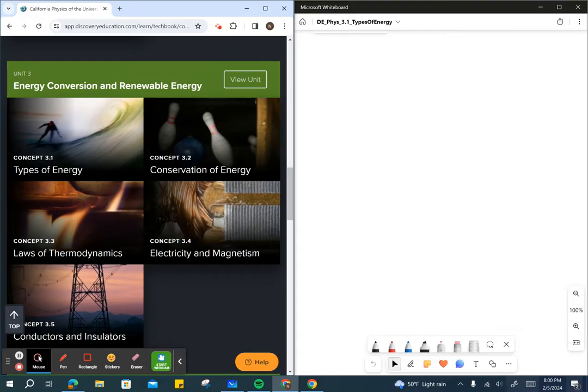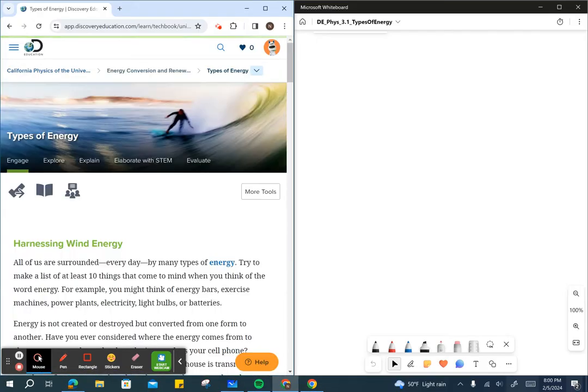3.1 is types of energy. And that kind of looks like it's going to cover things in broad strokes. And then maybe it probably is going to get into some specifics. And then we'll kind of get into some other specific topics with the other chapters there. So let's click on 3.1. Let's go to explore.